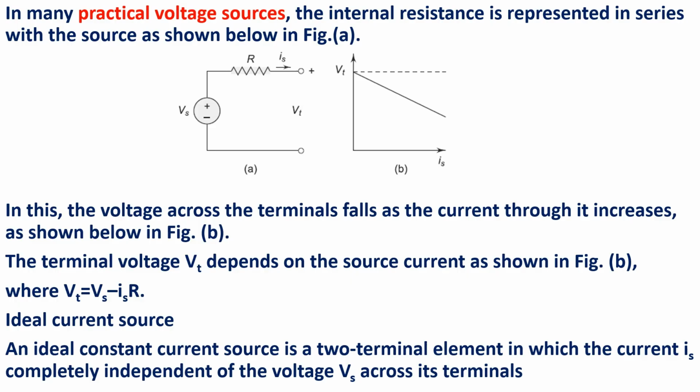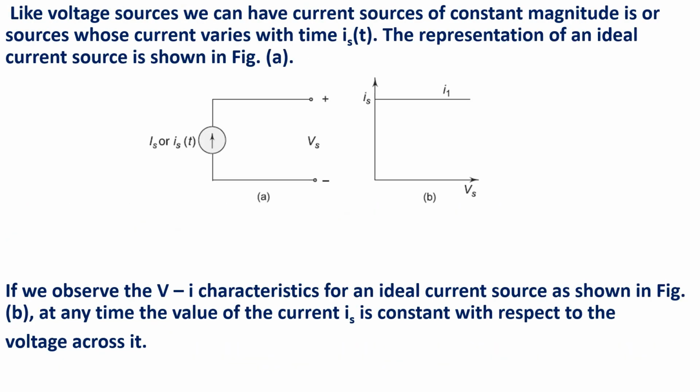Ideal current source. An ideal constant current source is a two-terminal element in which the current Is is completely independent of the voltage Vs across its terminals. Like voltage sources, we can have current sources of constant magnitude, or sources whose current varies with time, Is of t. The representation of an ideal current source is as shown in figure A.